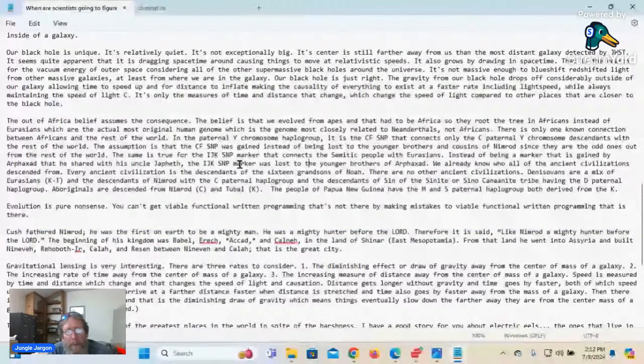We have the CF marker. It doesn't mean that C produced F, but it means that C and F had a common ancestor. The same with the IJK marker. It doesn't mean that IJ produced K. It means they had a common ancestor. So they use these markers, S&P markers, to try to say that one descended from the other, but it's clear, I mean, if you know anything about history, that one did not descend from the other, especially when you understand that Nimrod is the C haplogroup.